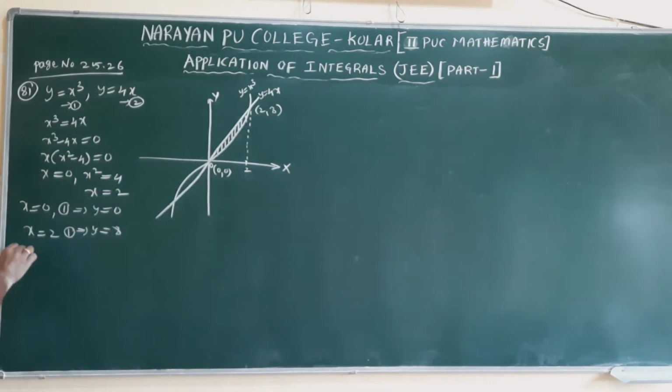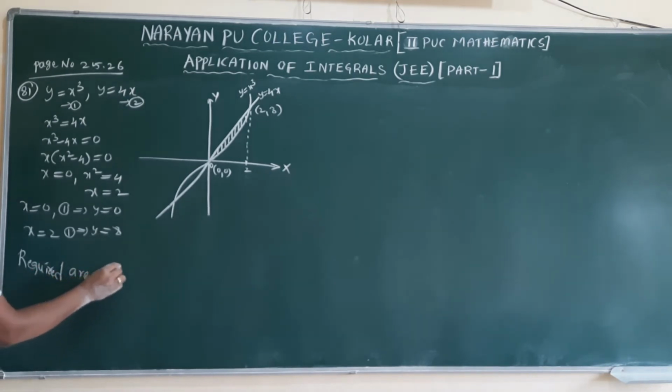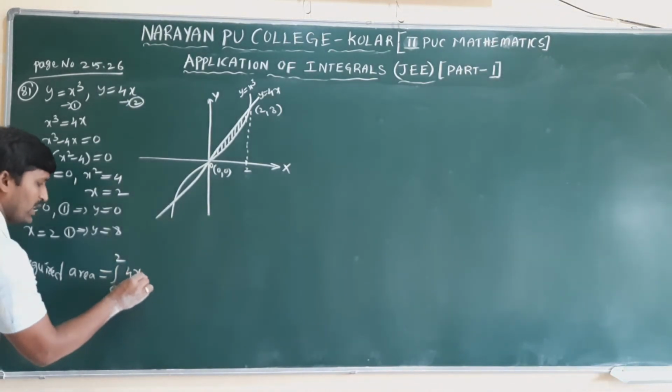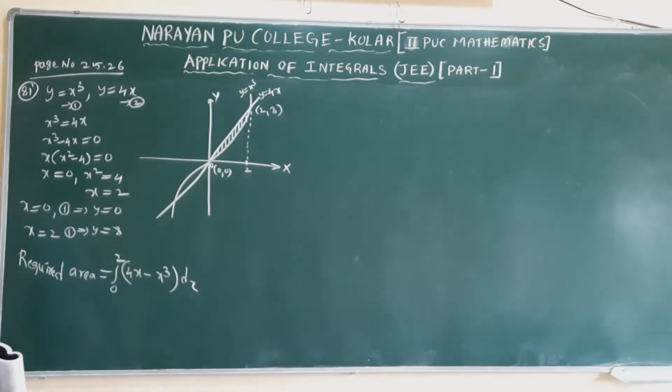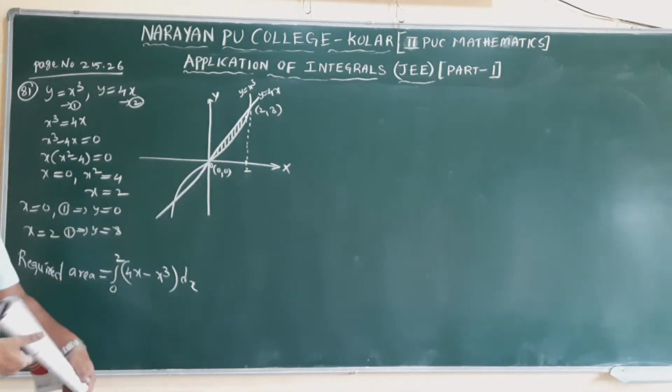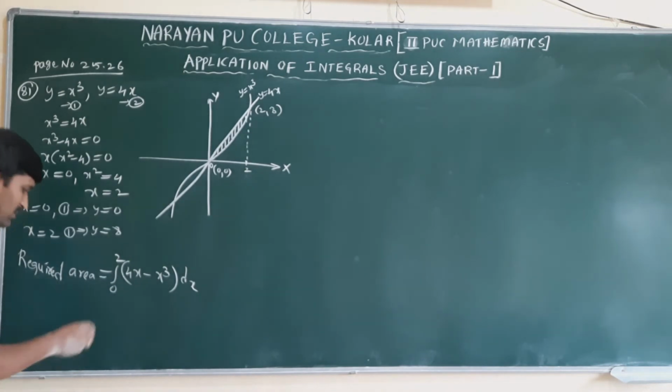That's why the required area is equal to, from 0 to 2, upper is the line 4x, lower is the curve. If there is any doubt, upper minus lower, or take modulus, take any subtraction, upper minus lower, any curve we can take, the answer will come correctly.